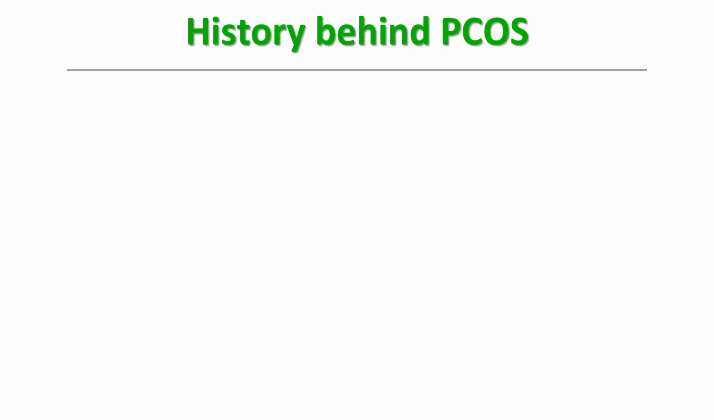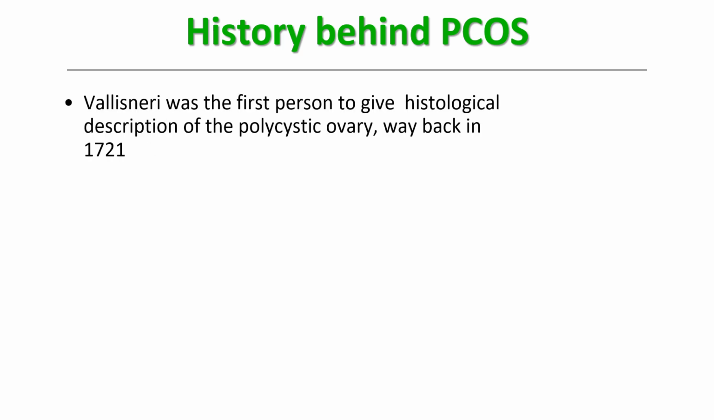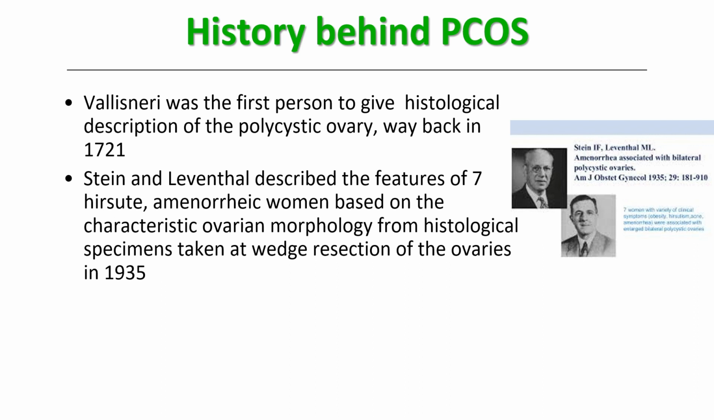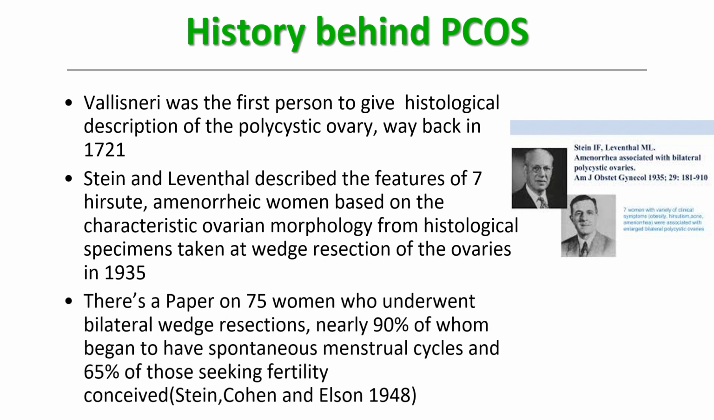Looking at the history behind PCOS, Vallisneri was the first person to give a histological description of the polycystic ovary way back in 1721. Stein and Leventhal described the features of 7 hirsute amenorrheic women based on the characteristic ovarian morphology from histological specimens taken at wedge resection of the ovaries in 1935. A paper on 75 women who underwent bilateral wedge resections, nearly 90% of whom began to have spontaneous menstrual cycles and 65% of those seeking fertility conceived, was published by Stein, Cohen and Elson in 1948.